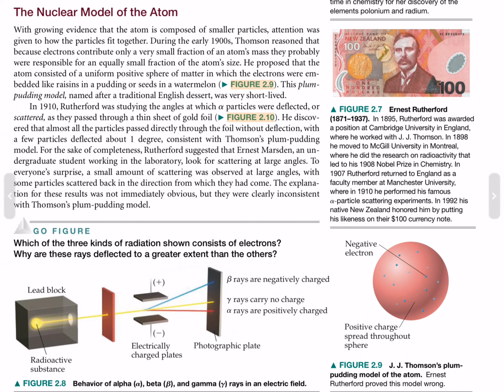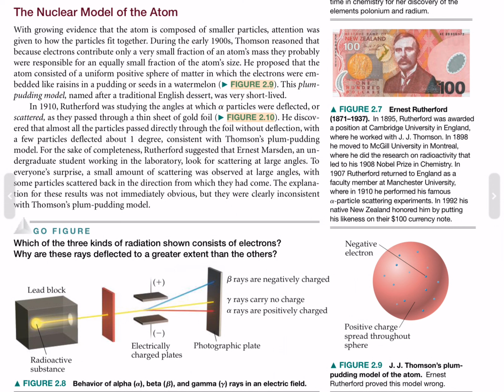The nuclear model of the atom. With growing evidence that the atom is composed of smaller particles, attention was given to how those particles fit together. During the early 1900s, Thomson reasoned that because electrons contribute only a very small fraction of an atom's mass, they probably were responsible for an equally small fraction of the atom's size. He proposed that the atom consisted of a uniform positive sphere of matter, in which the electrons were embedded like raisins in a pudding or seeds in a watermelon. The plum pudding model, named after a traditional English dessert, was very short-lived.